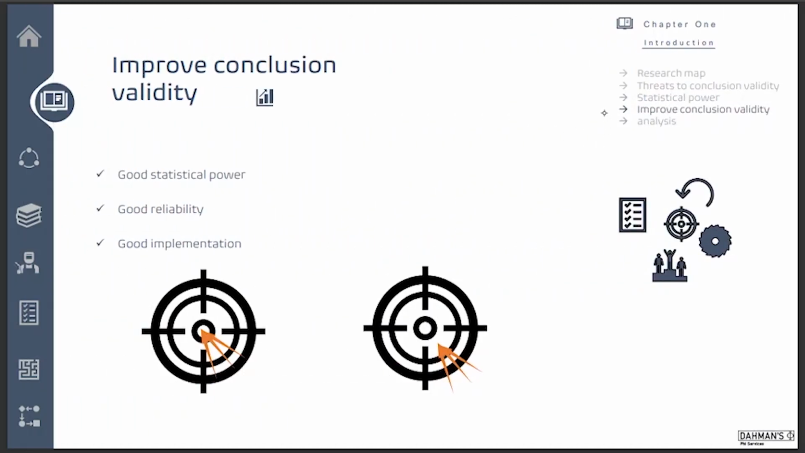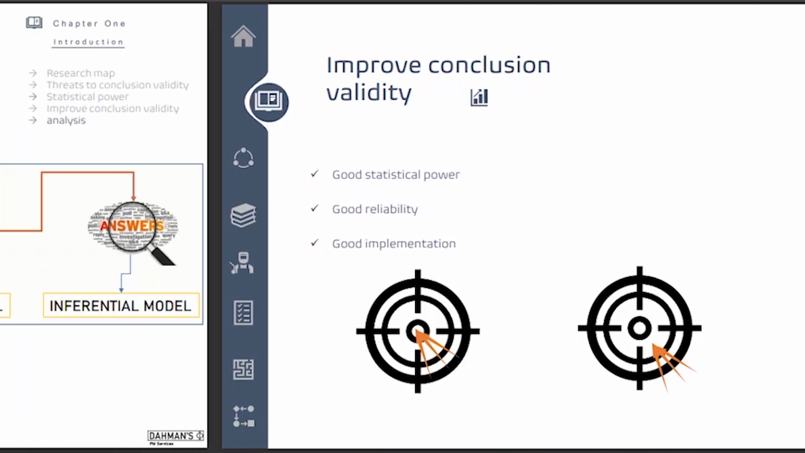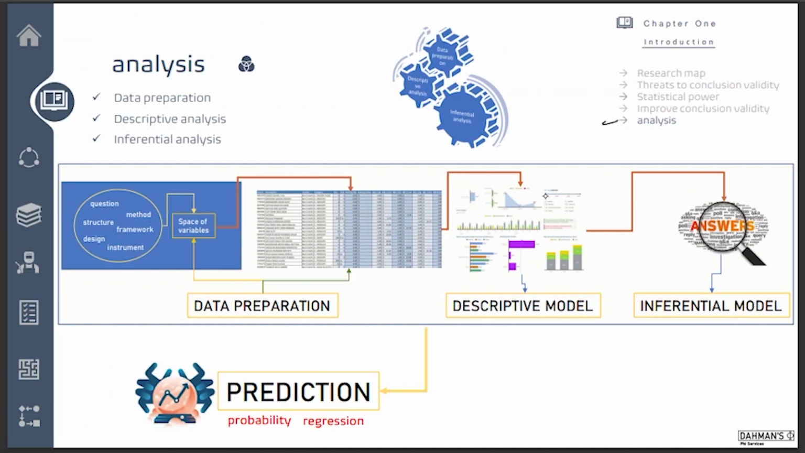Then we'll be looking at how you can improve the conclusion validity. There are certain important measures or factors that you might want to consider while you're looking at the validity of your data. And finally, of course, we'll be looking at the analysis part. In this, we're going to discuss three important elements: the preparation, the descriptive model, and finally the inferential model. And of course, we're also going to touch on the general understanding of prediction, which includes probability and regression as well.